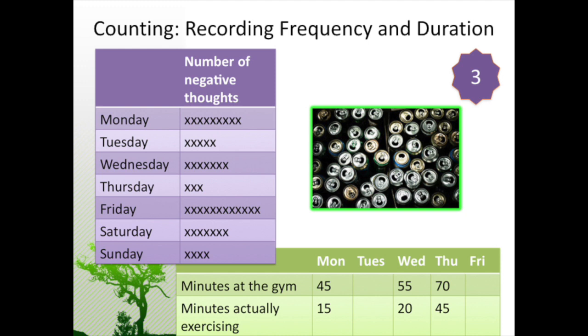And then if you want to do a more sophisticated version of this duration count, then you could do a row for minutes at the gym and then have another row for minutes actually exercising. If you start to observe that you go to the gym, but then you just talk the whole time, you might want to write down how many minutes you're actually exercising so you could compare that to minutes at the gym. Or you could see if you actually studied for 45 minutes or did you daydream for 40 minutes and study for 5.